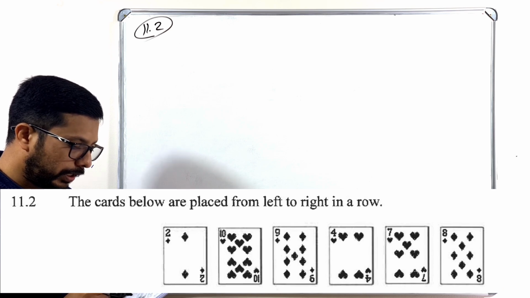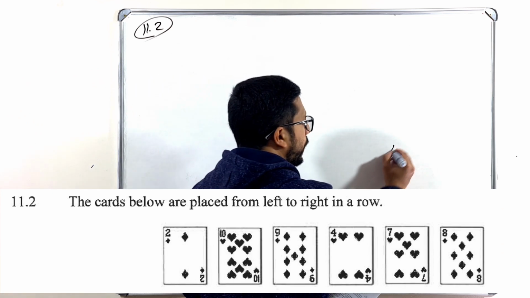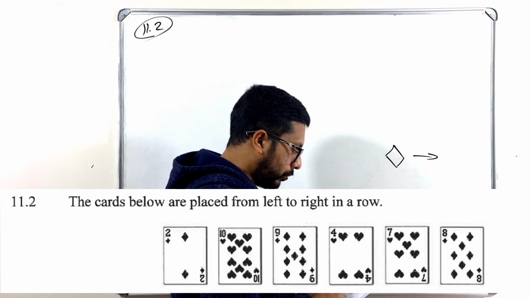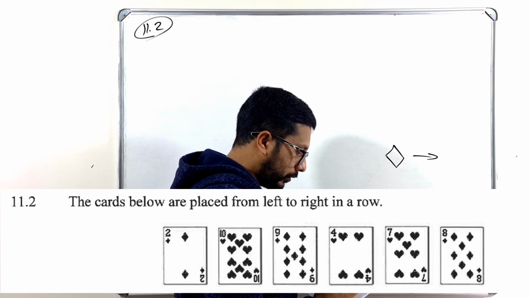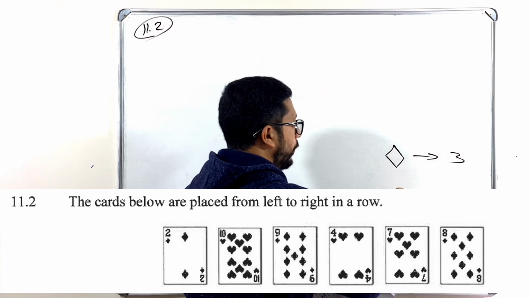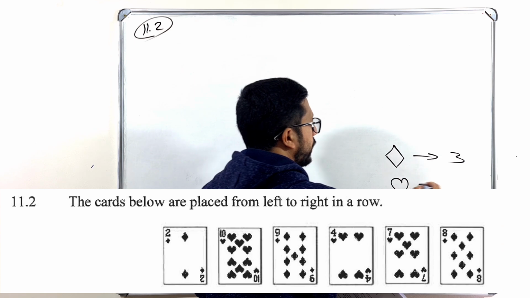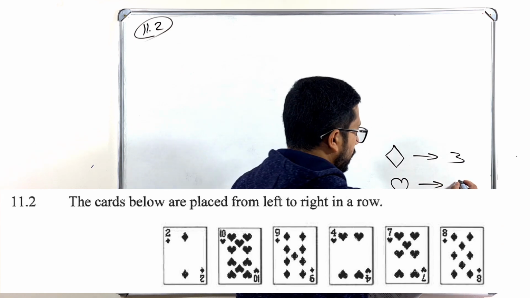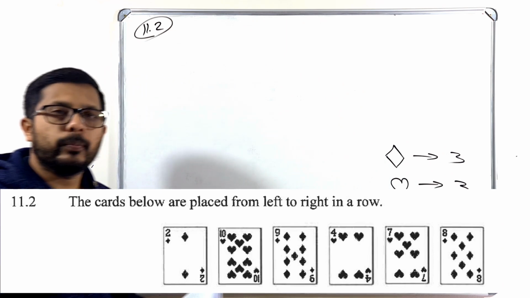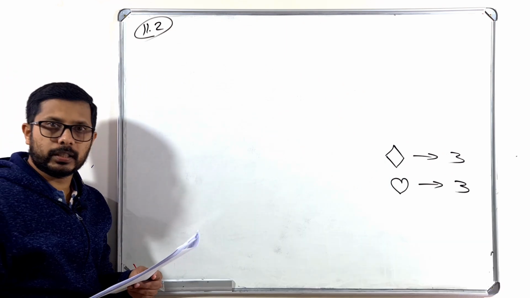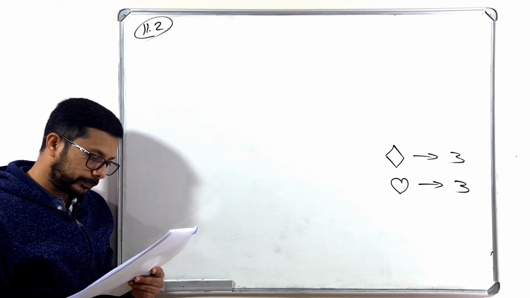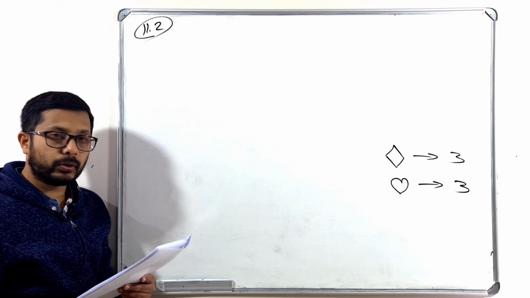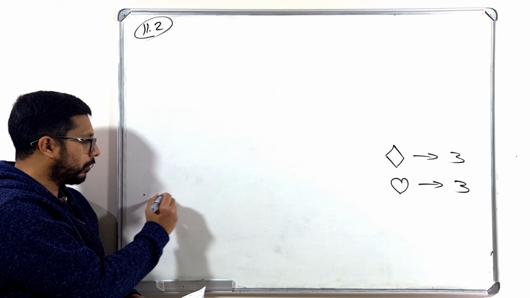So how many diamond cards are there? 1, 2, you can count 3. There are 3 diamond cards. And how many heart cards are there? 1, 2, 3. So there are 3 diamond cards and 3 heart cards. Okay, fine. The cards below are placed from left to right in a row, so it is arranged in a row like this.